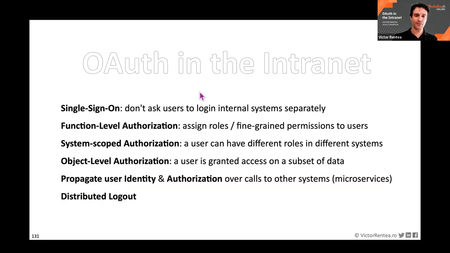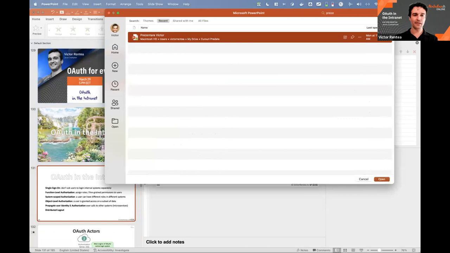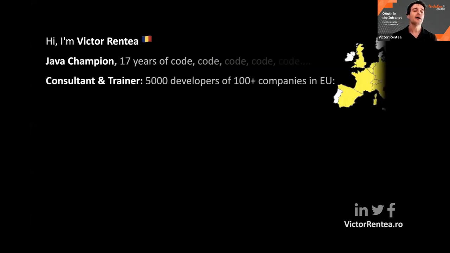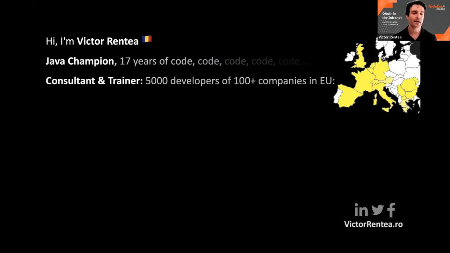All right. But I'll tell you what, before we proceed more, I want to spend a minute to introduce myself. My name is Victor Rentea. I am one of the three Romanian Java Champions today. I am doing consultancy and training throughout Europe. Many years ago, I realized coding is not enough, so I started helping others, and now I'm doing trainings and consultancy throughout Europe.